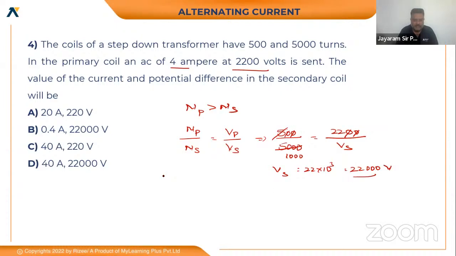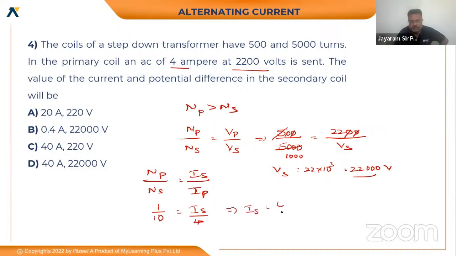Next, we need to find the current. Number of turns in the primary by number of turns in the secondary is equal to current in the secondary by current in the primary, since the input power will be equal to the output power. So this is going to be 1 by 10 is equal to current in the secondary by 4, which is equal to Is is equal to 4 by 10, in the sense it will be 0.4 amperes. So 0.4 and 2200 results.